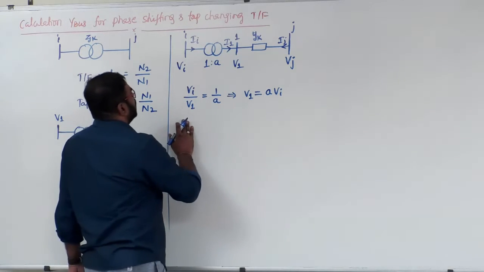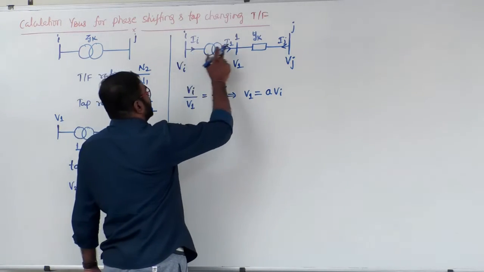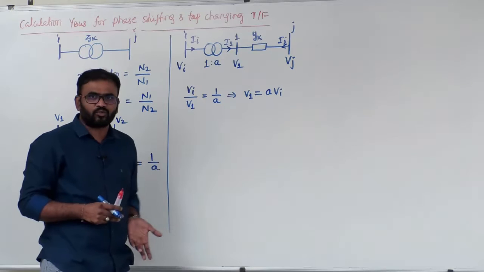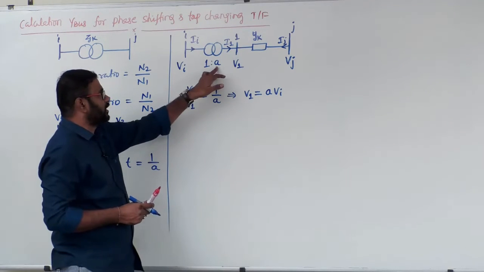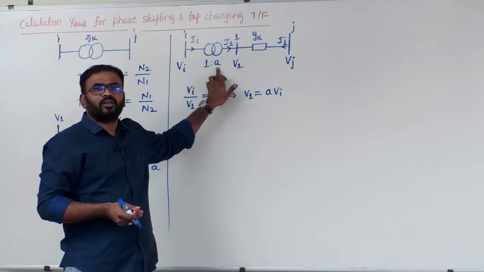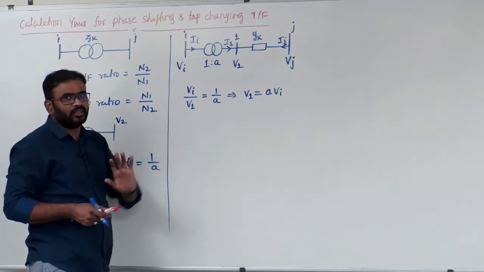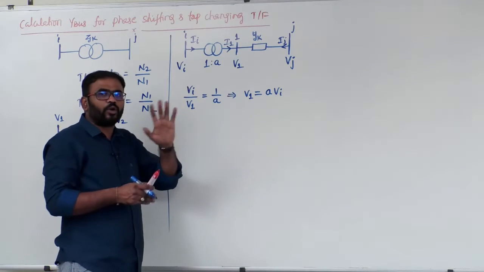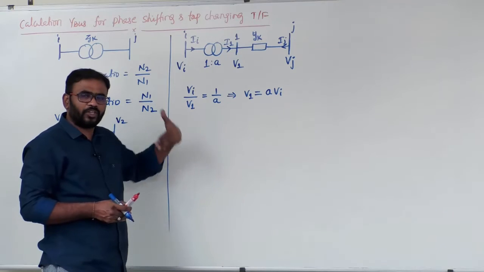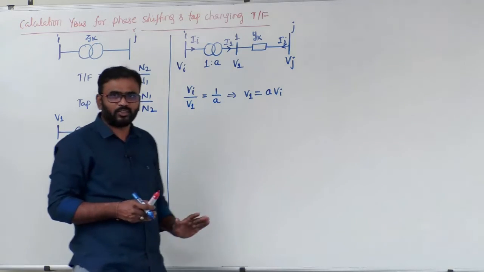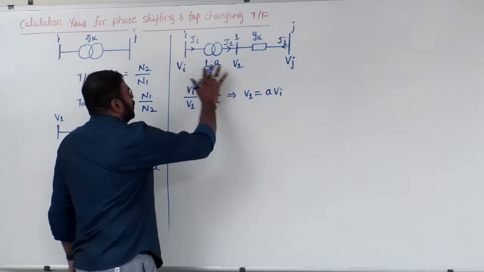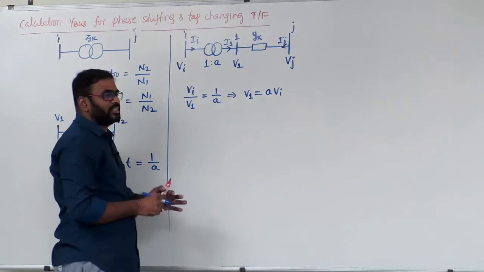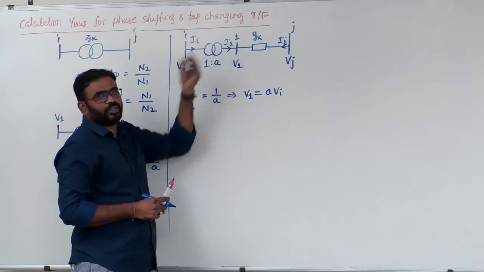Now, let's see what is the relation between Ii and I1. The only difference is that for a phase shifting transformer A is a complex number. For a tap changing transformer, A is a real number. So I will write that at the end. That means we are going to define separately the Y bus for phase shifting transformers and the Y bus for tap changing transformers. Anyway, if I want to calculate the complex power here and here, since it is an ideal transformer, the complex power on both sides is always the same.